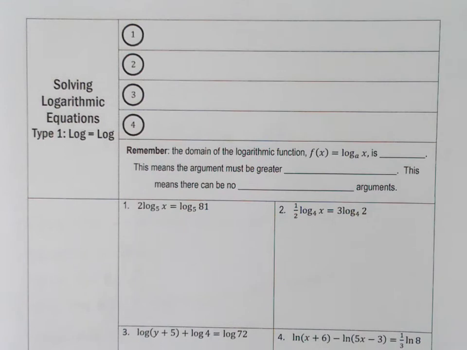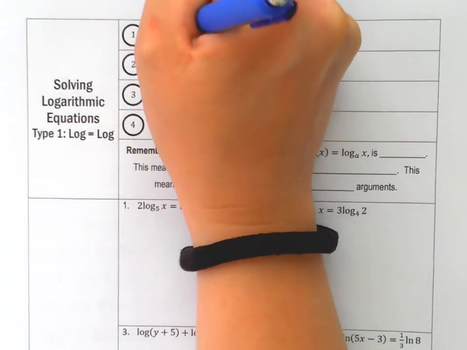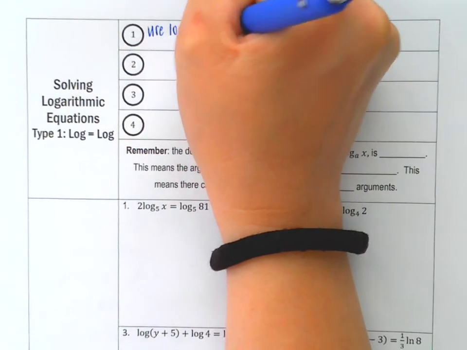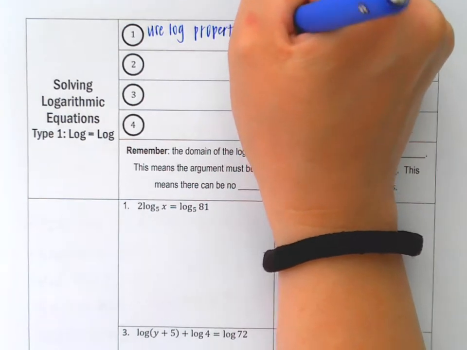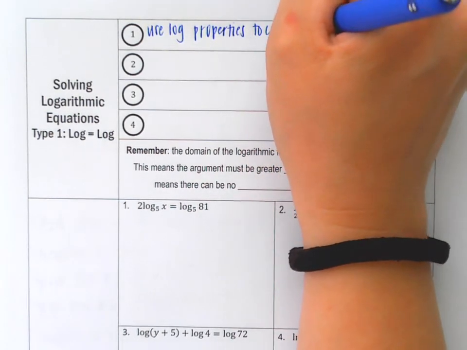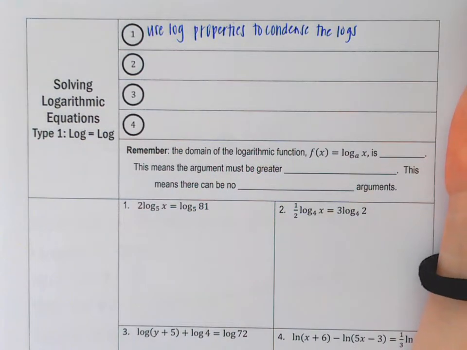Our first rule is very similar to when you have a common base, where you want to condense it so it's one base on each side. This is the same. Our first step is to use the log properties to condense the logs so there is only one log on each side.